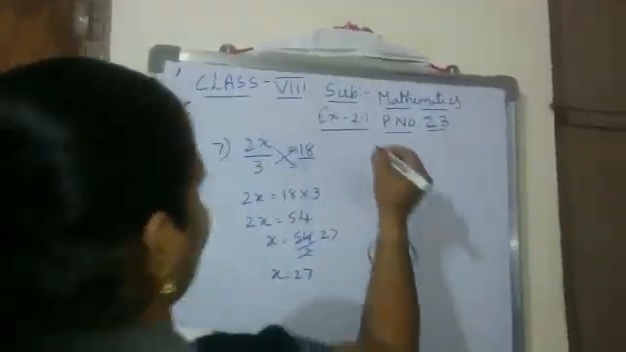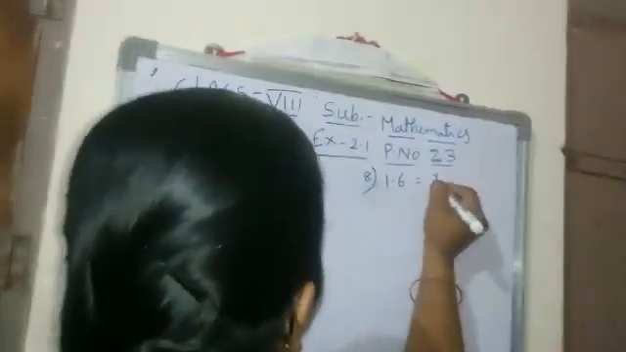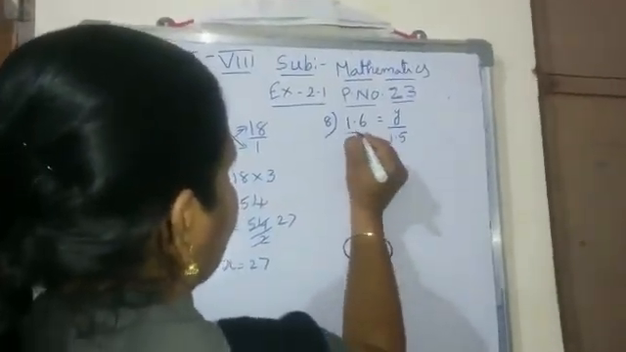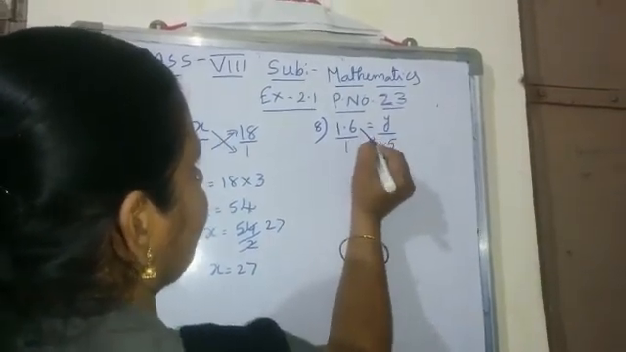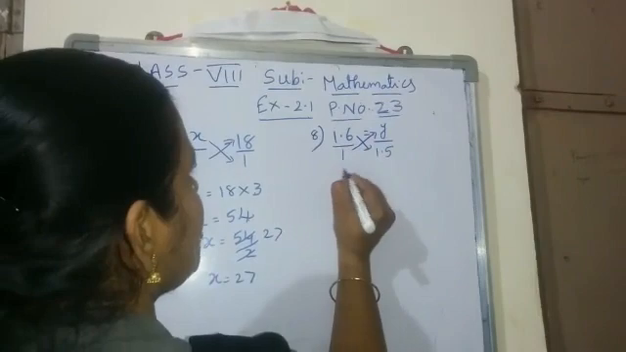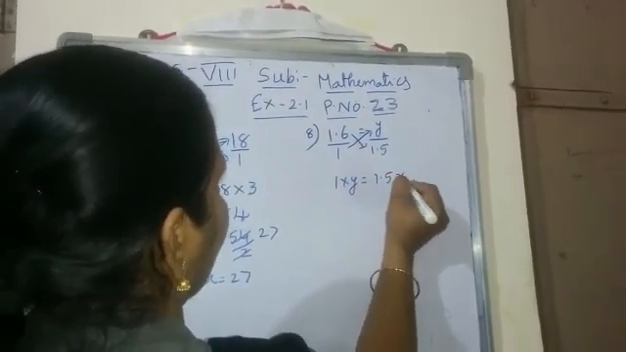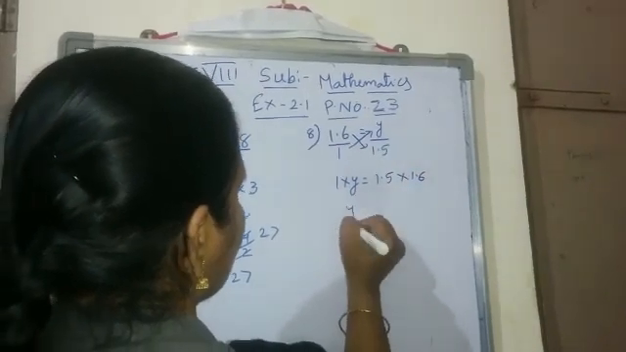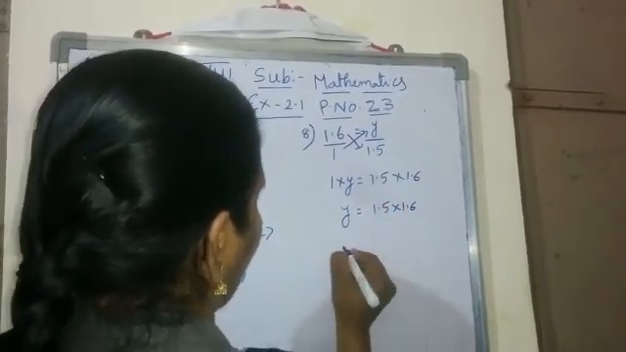Now see the eighth one. So 1.6 is equal to y by 1.5. Now see, children, here also there is no denominator. Let us take 1 as a denominator. Now take the cross multiplication. So 1 into y is equal to 1.5 into 1.6. So y is equal to 1.5 into 1.6.